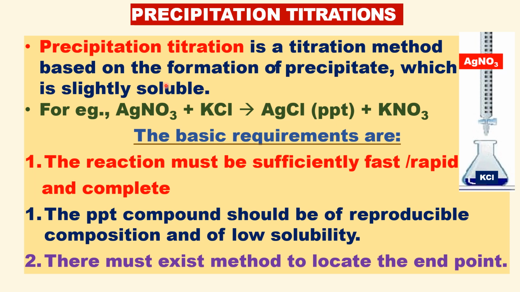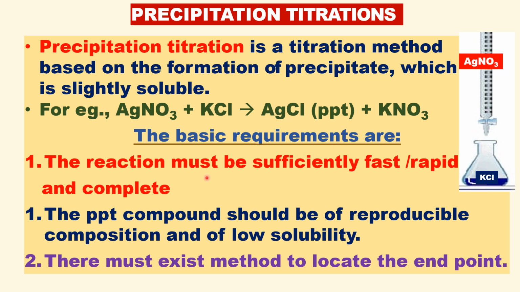Precipitation titration is a titration where a precipitate is formed which is slightly soluble or insoluble. For example, silver nitrate is taken in the burette, potassium chloride is taken in the conical flask. On titration, silver nitrate reacts with the potassium chloride to form silver chloride white precipitate. So this is an example of precipitation titration.